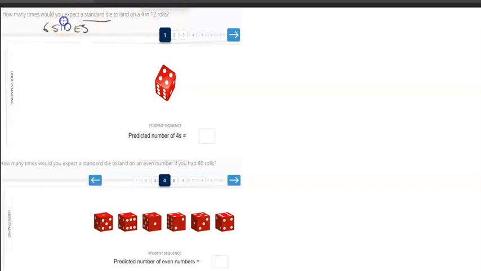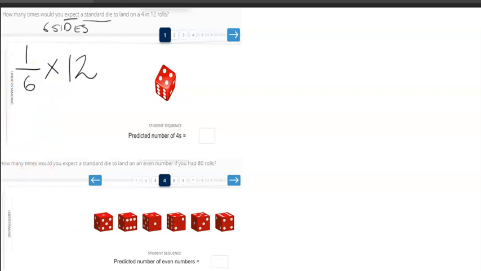Now it is an expectation, okay? It's just a prediction. It doesn't mean it's going to necessarily happen when we get our answers. It's just a prediction based on what probabilities we do know. And what probabilities we do know is that there is a 1 in 6 chance of this standard die rolling a number 4. And we're going to do 12 rolls. So the amount of trials we're doing is 12 rolls. And what we do with these two numbers is we just multiply.